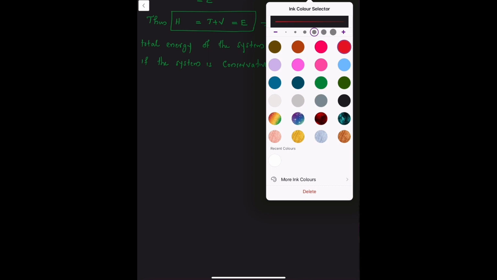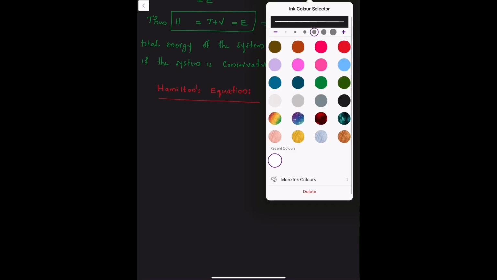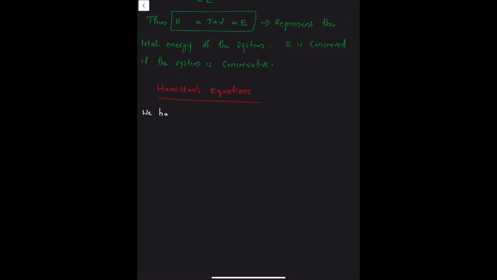Now let us move to the very important section, that is the derivation of Hamilton's equation of motion. Just like we have Lagrange's equation, we also have Hamilton's equation, and we have to prove this. Now to derive Hamilton's equation, let us start with the Hamiltonian function, H equal to H of qk, pk and t.